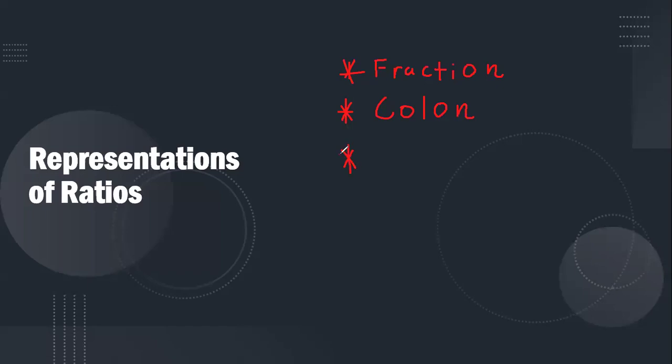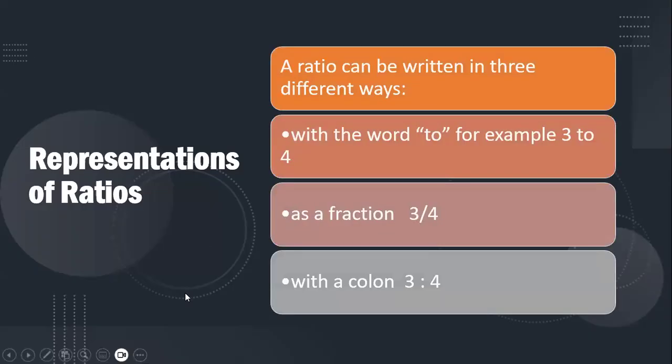So these are the three basic ways in which we could represent a ratio. So fraction, colon, words. The one that is most frequently used is actually the colon one. That's the most frequent one. All right, so let's go ahead and write that down. So a ratio can be written in different ways. So go ahead, Andisha, can you read what we have on the screen, please?